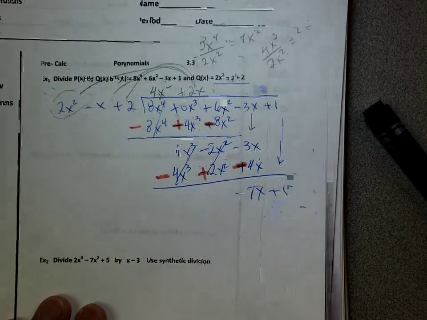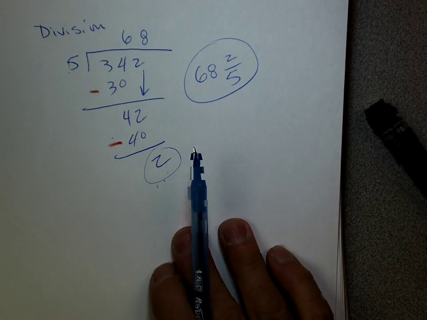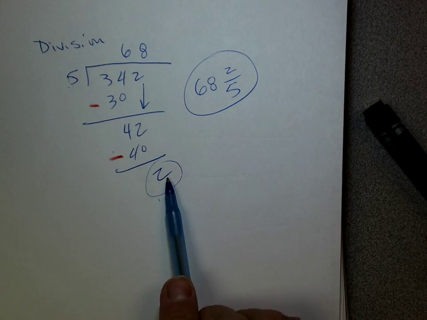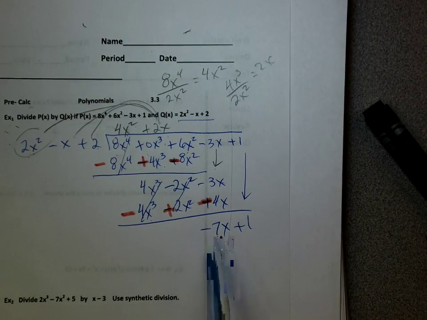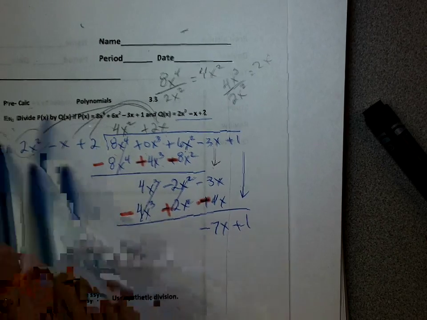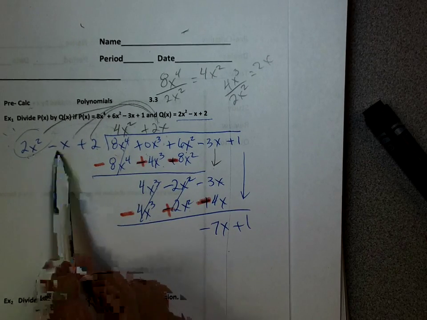So, as we did in our little division problem here, what we had to do was take the remainder, which was the 2, and put it over the divisor, which is the 5. So I'm going to do the same thing. I'm going to take this negative 7x plus 1 and put it over the 2x squared minus x plus 2.